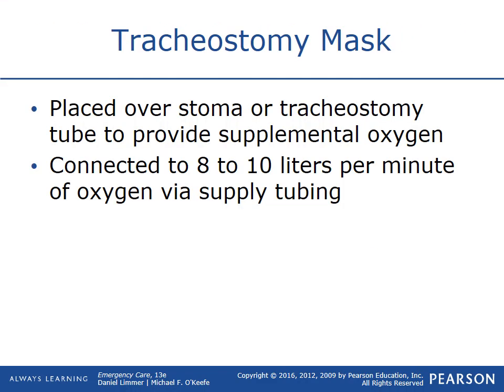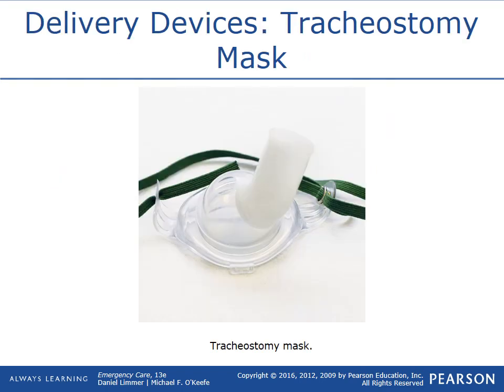There's a tracheostomy mask. You can place it over the stoma or tracheostomy tube and provide supplemental oxygen. You connect that to 8 to 10 liters per minute of oxygen using a supply tubing that's provided. And this is a tracheostomy mask.